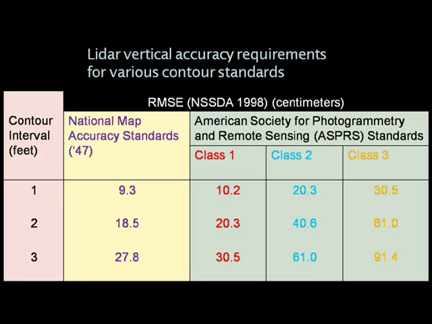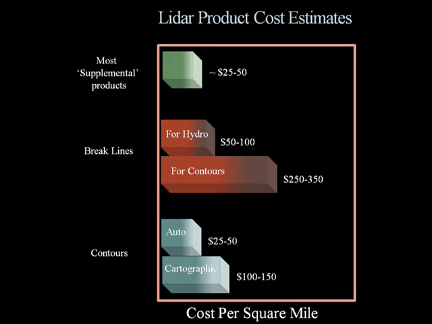Data accuracy extends to related products as well, such as contours. Derived products can only be as accurate as the raw LiDAR data. This table shows the vertical accuracy requirements for LiDAR data in order to produce 1, 2, and 3-foot contour intervals under several different standards. Average costs for supplemental LiDAR products, such as intensity images and gridded elevation models, range from about $20 to $50 per tile.